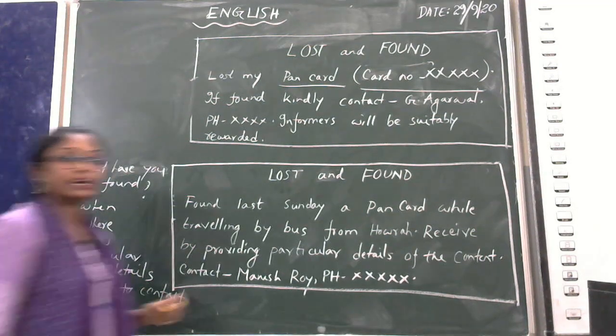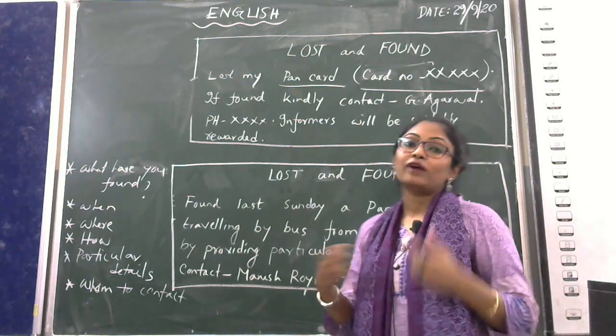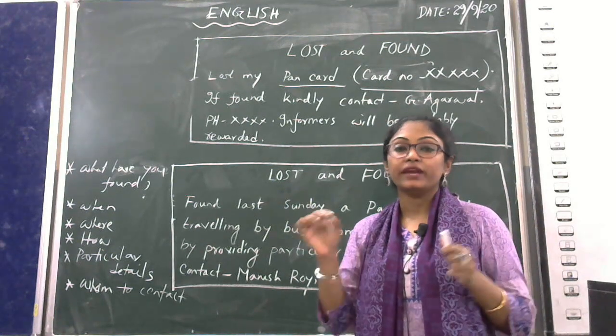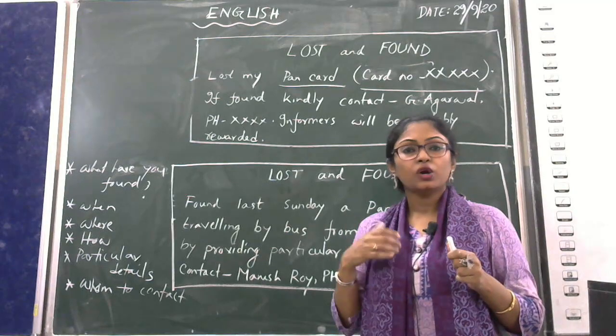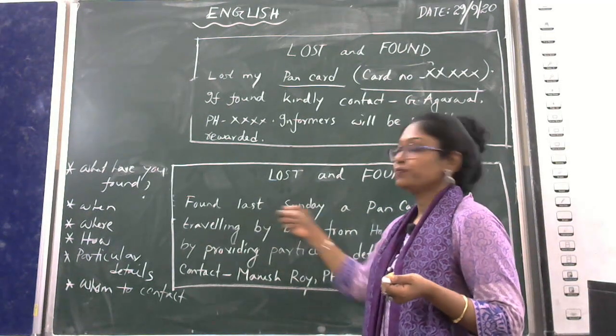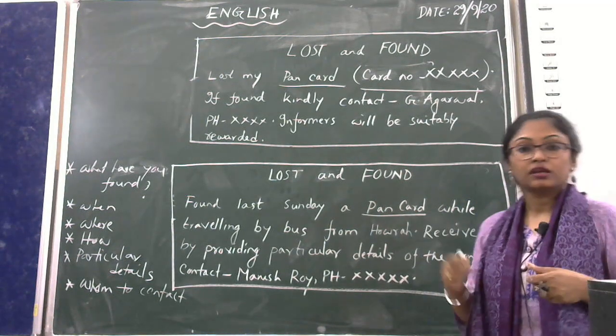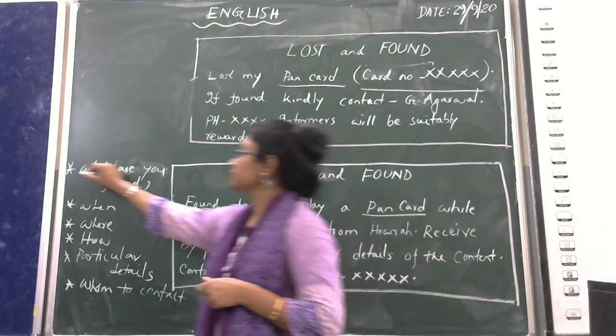Now, what is the thing here? Focus on that. So, you have found something. So, the first question will come to your mind: what have you found? What is the thing? So, this person has found a PAN card. See, he has found a PAN card. So, the first one is done. What have you found?